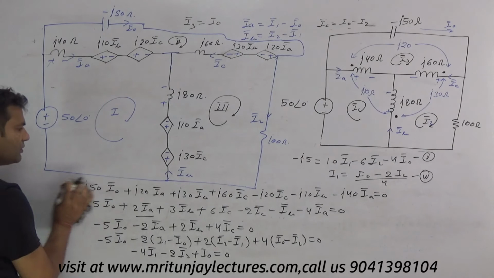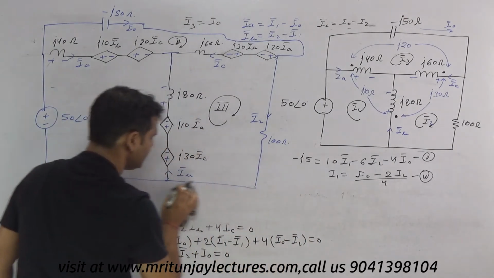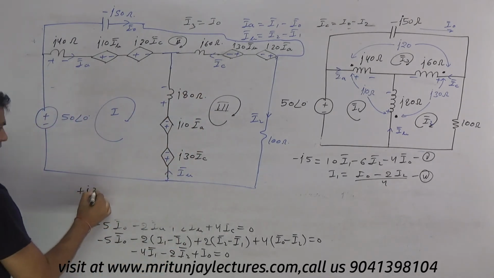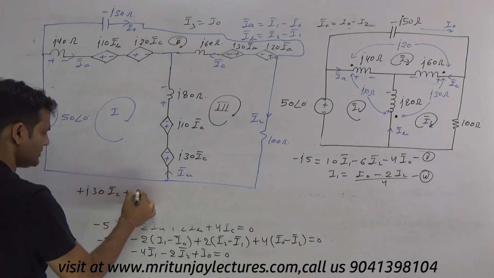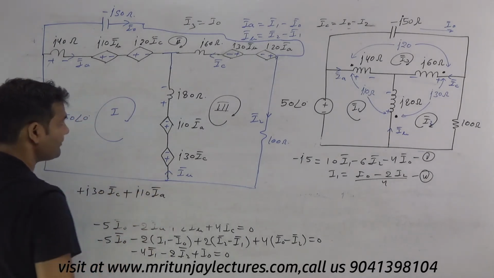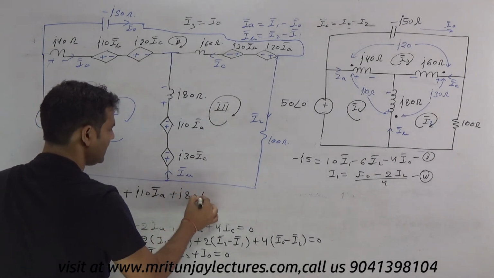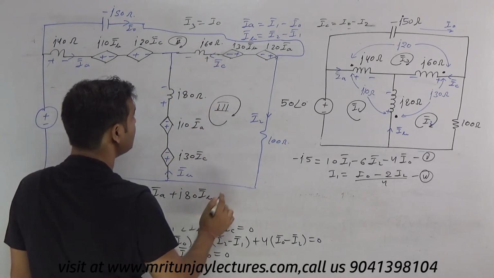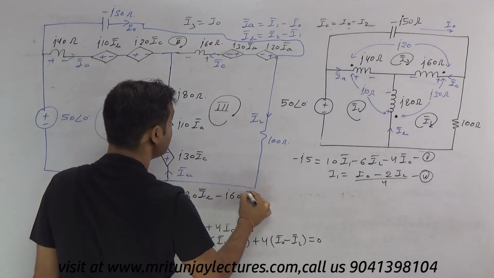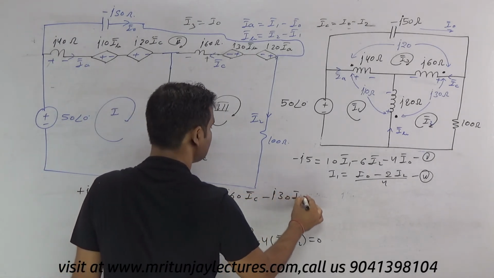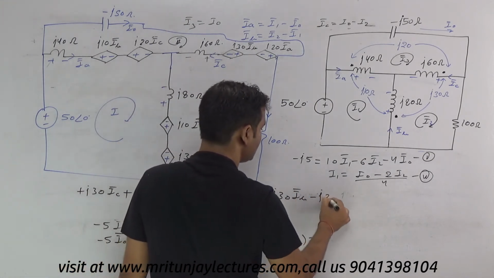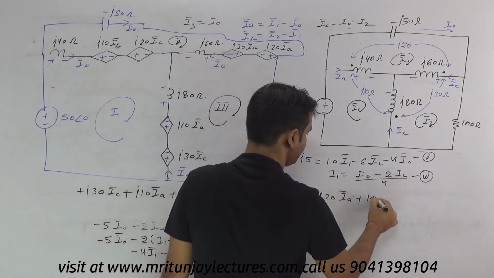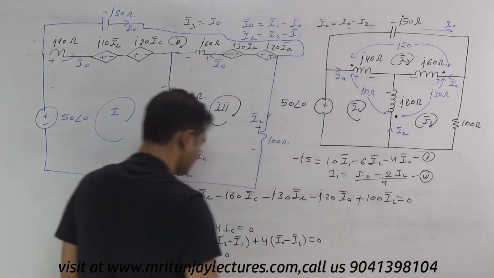Okay, now we consider another loop corresponding to here, plus to minus: plus j30 IC plus j10 IA plus j80 IB, minus j60 IC minus j30 IB minus j20 IA, plus to minus, that is 100 I2. This is equal to 0.